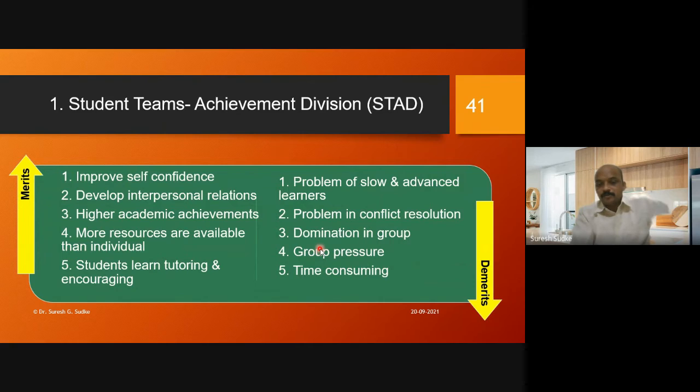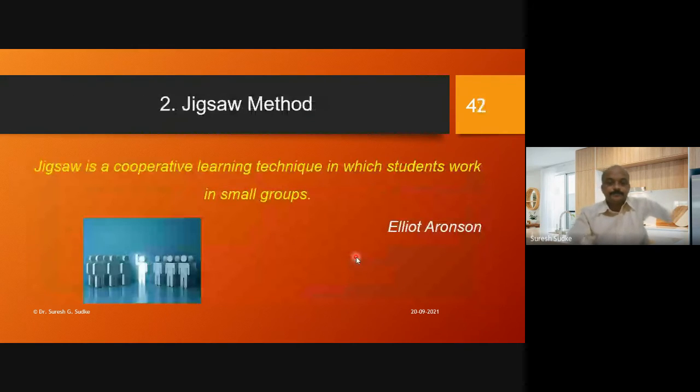And when the students are performing in a group, group pressure will also be there. And due to working in a group, the performance of a student may decrease. And time consumption: this process requires a lot of time. The second method is a very easy method.